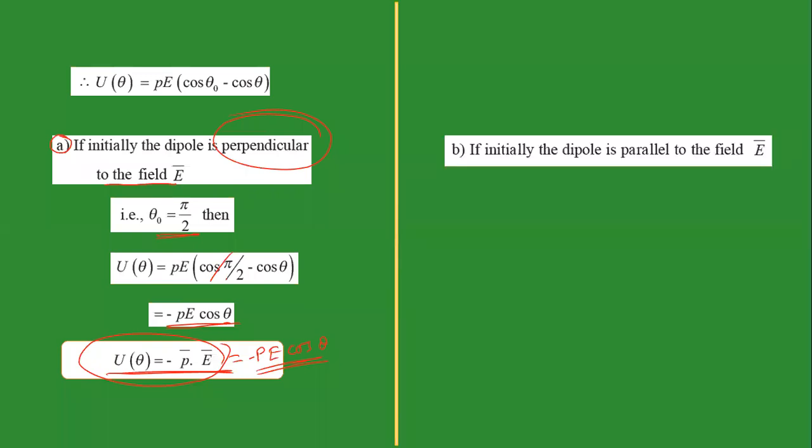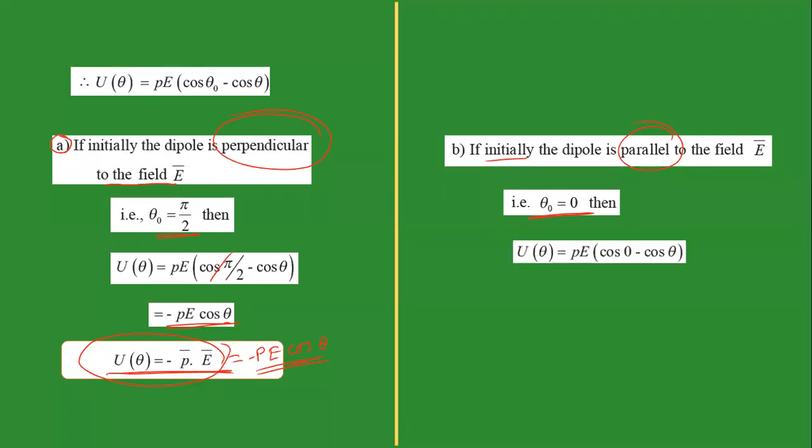Now when it is parallel, if initially the dipole is parallel to the electric field, the initial angle theta 0 is 0. Then we can write potential energy as PE (cos 0 minus cos theta). This cos 0 is 1. So the potential energy is PE (1 minus cos theta).